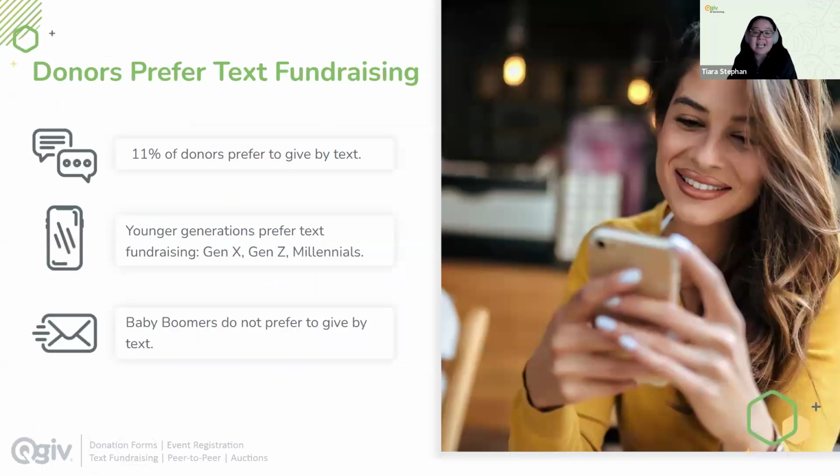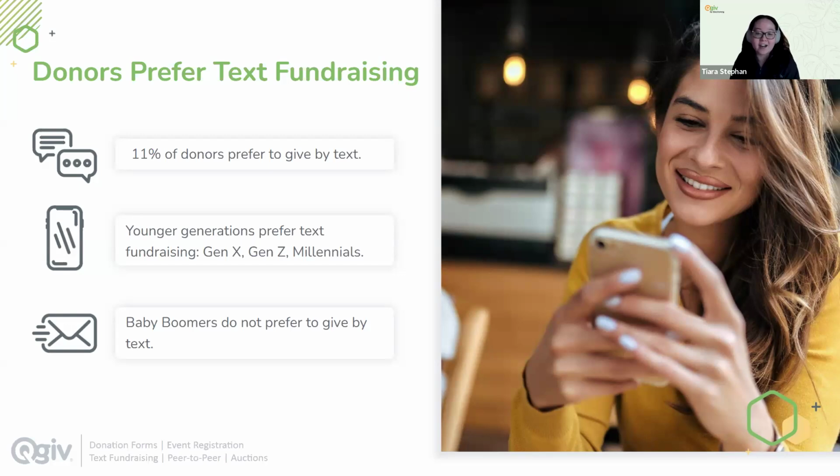Text fundraising is a great way to access specific donor groups. Recently, Qgiv conducted a study to find out what your donors' preferred giving channels were for our second edition of the Generational Giving Study. In this study, we found that 11% of donors in both the United States and Canada preferred to give by text over email, social media, direct mail, phone calls, and other giving methods.